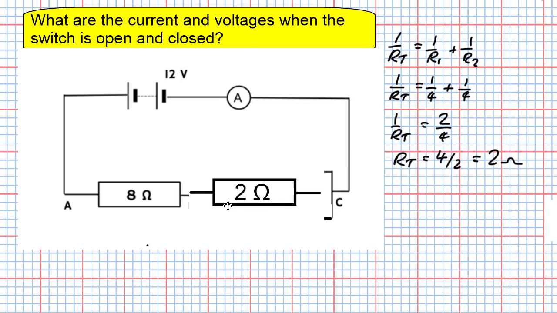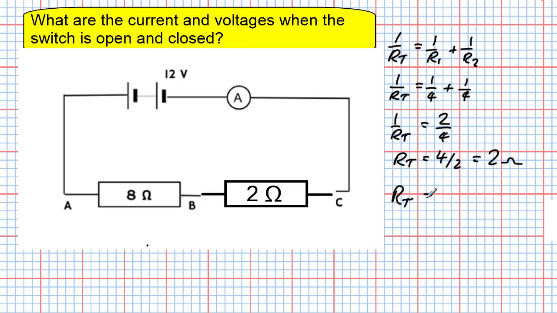So we bring over that, replace that parallel branches with 2 ohms. So now our circuit looks like that. So we have an 8 ohm in series with a 2 ohm resistor. Now what will be the current flowing in the circuit now? Well, the combined resistance of the circuit, the total resistance of the circuit, RT, that's the new total resistance of the circuit, is going to be 10 ohms.